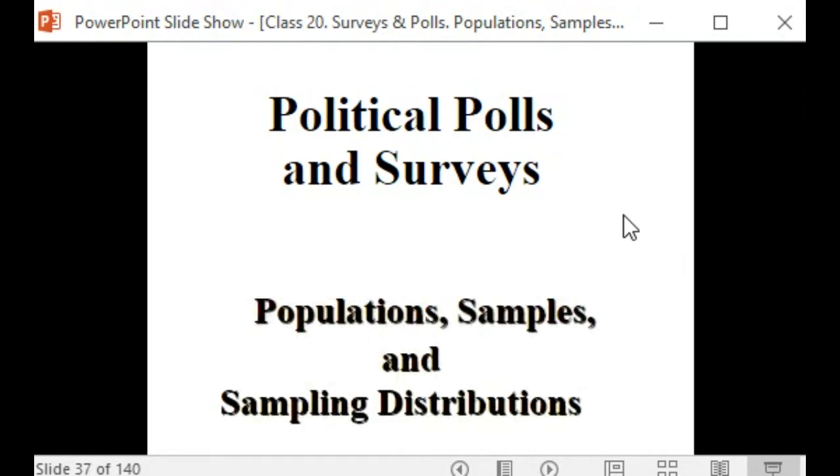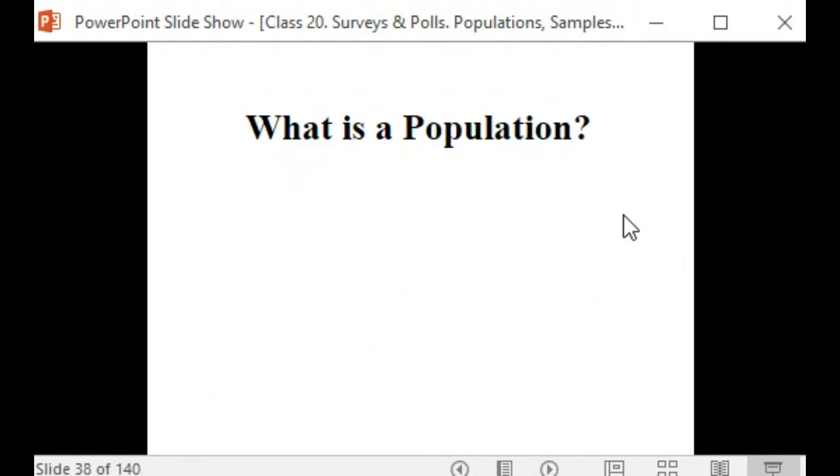To understand the logic of political polls and surveys, we need to understand populations, samples, and sampling distributions, which are the main topics today. So what do we mean here by a population? A population is defined as all the members of a designated group. For instance, the population of U.S. residents consists of all people who live in this country and make it their primary residence.